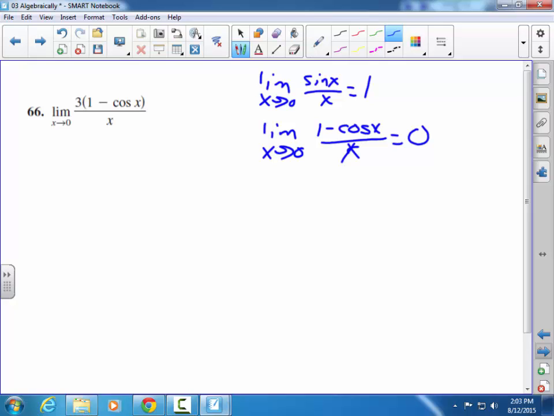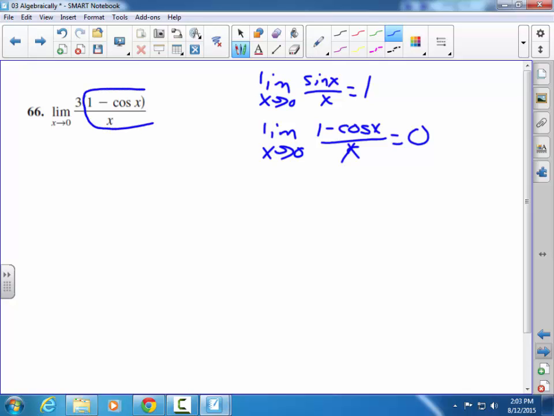1 minus cosine x is equal to sine x. So 3 sine x over x is equal to... No, it has to be squared. Yeah, 1 minus cosine squared is equal to sine squared.